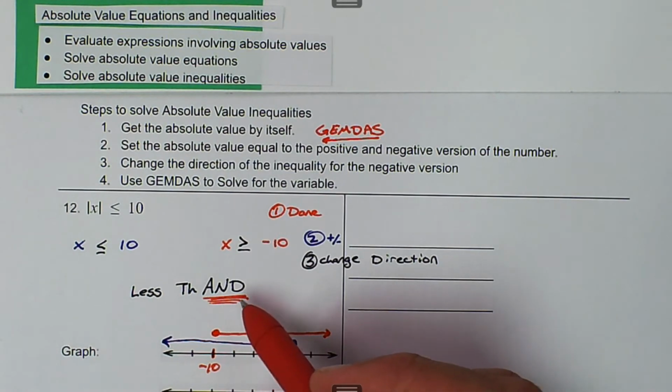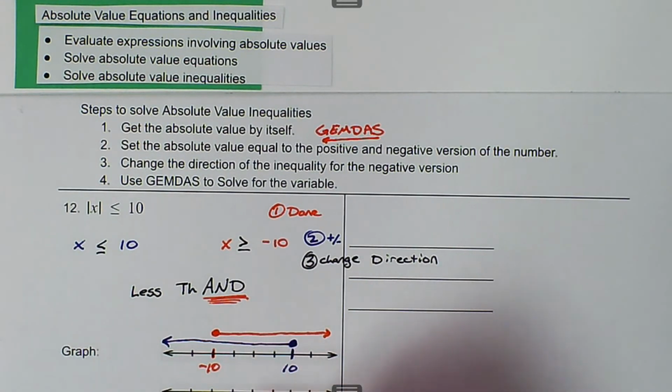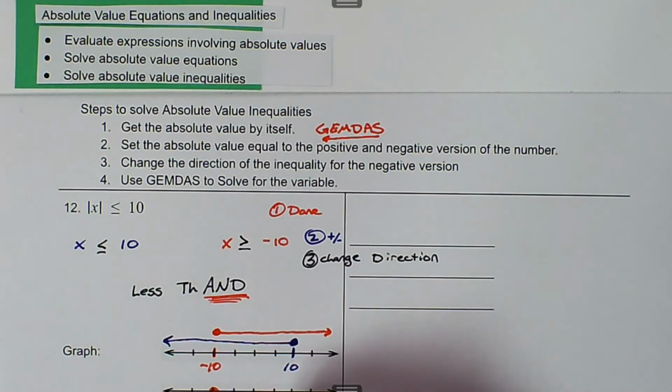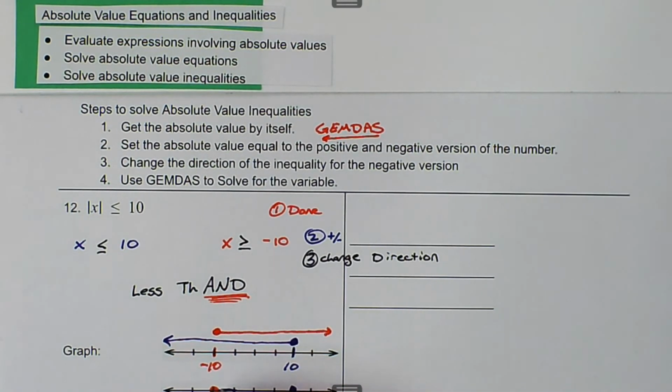Now, and means intersection, so it has to be in both sets. So my final answer here will be negative 10 with a closed dot and positive 10 with a closed dot, and then I'm shading in between. So that's the final solution graphed.